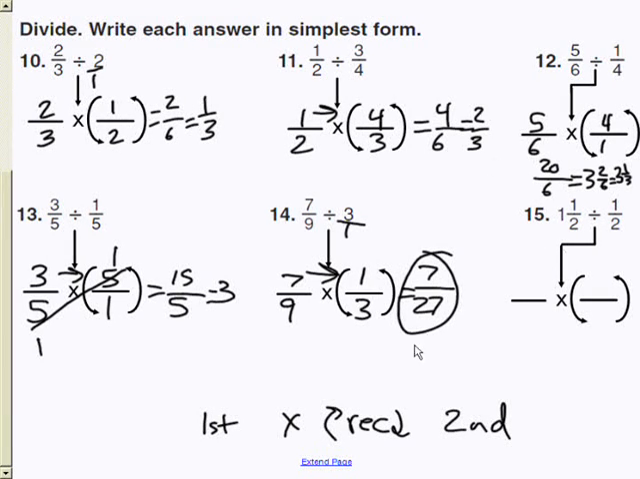All right, and then 15. Again, first step is you need to change both of these to fractions. So 1 and 1/2 would be 2 times 1, 3/2. So I'll just cross this out. So it's really 3/2 divided by 1/2. First fraction, 3/2 times, instead of divide, the reciprocal of 1/2, 2 over 1. 3 times 2 is 6. 2 times 1 is 2. And 2 goes into 6 3 times.